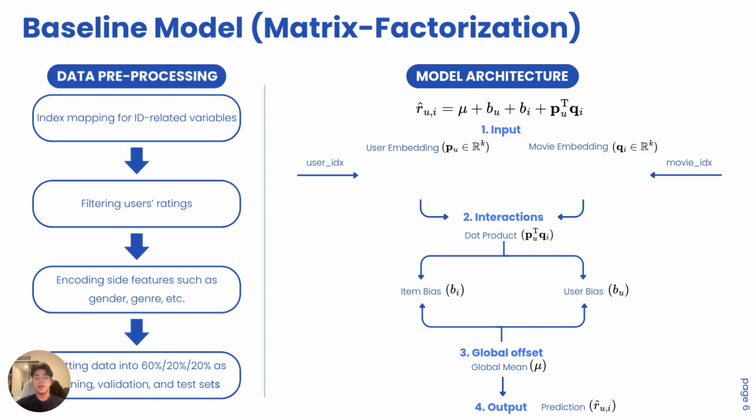So now let's move on to the model architecture. On top, we can see the formula for our baseline model, which is matrix factorization. It is a standard matrix factorization with user and item latent factors, and predictions combine a dot product of embeddings with user bias, item bias, and a global offset, finally outputting our predictions.